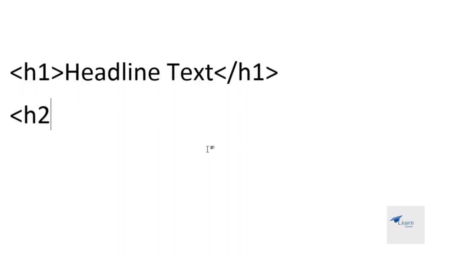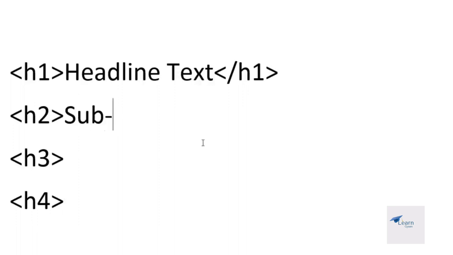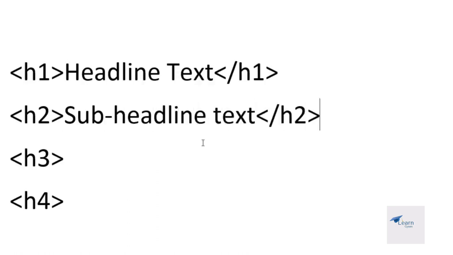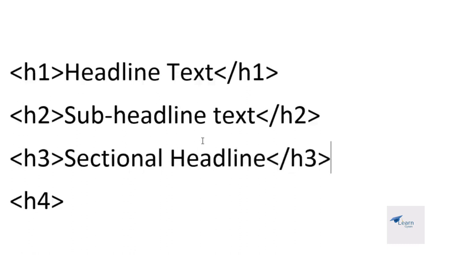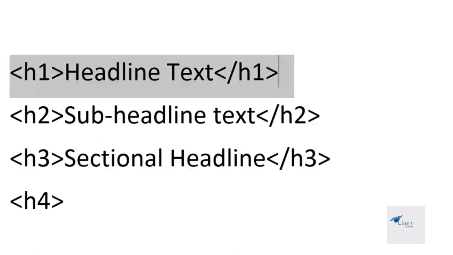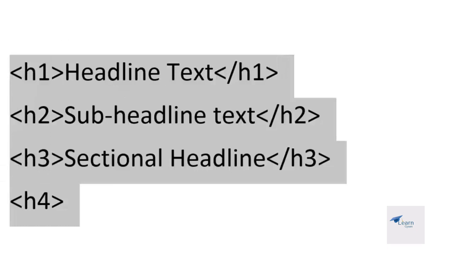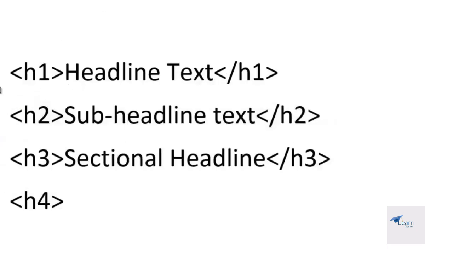So if you want to decrease in size, it's going to go from H2, H3, H4, and so forth and so on. And you would do this exact same thing. This could be something like a sub-headline text, and then we can close that off with slash H2. And this could be something like a sectional headline, and we close it off in H3. So as the number gets bigger, the heading gets smaller, but it's still a headline. Now, when Google comes along, for example, and reads these headlines, they say, okay, this is a headline. This is a headline. This might be not as important as this headline. We don't know exactly, but that's what we've seen.